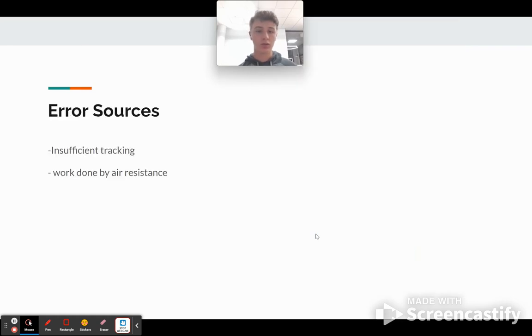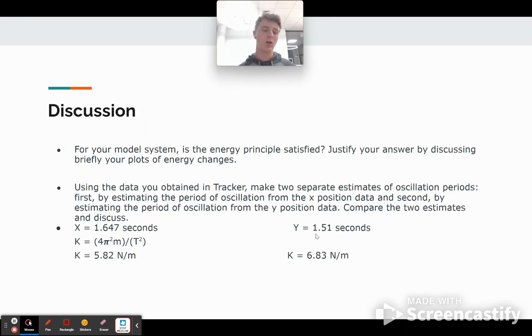This could be due to a lot of things. First, insufficient tracking. Tracker is not perfect, and you have to click yourself usually, or at least that's how I did it, which can lead to a little bit of error. And then also work is done by air resistance in the real world. Air resistance is a factor, and we do not calculate or account for that in the lab. So those two things can lead to this deviation.